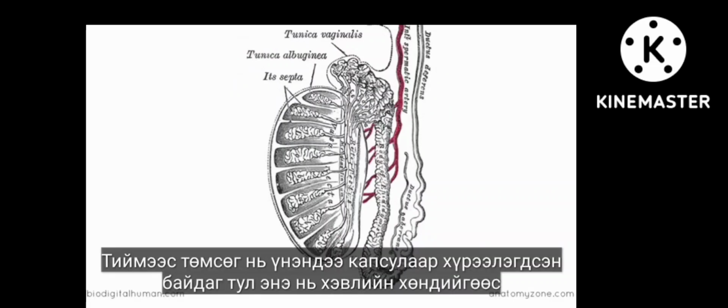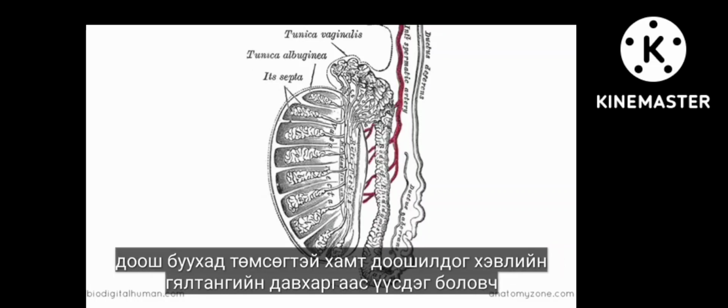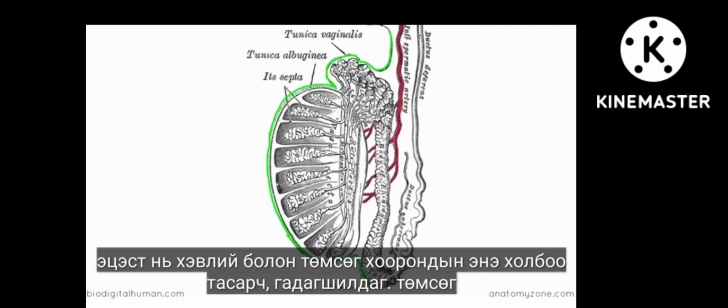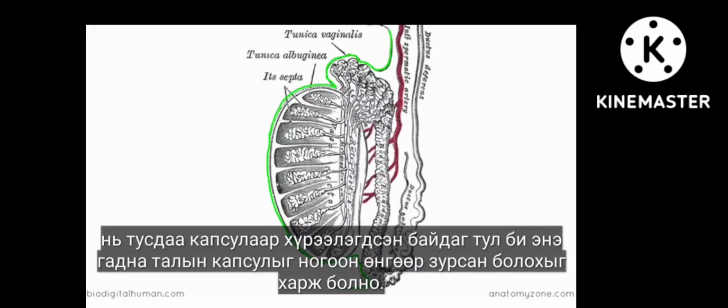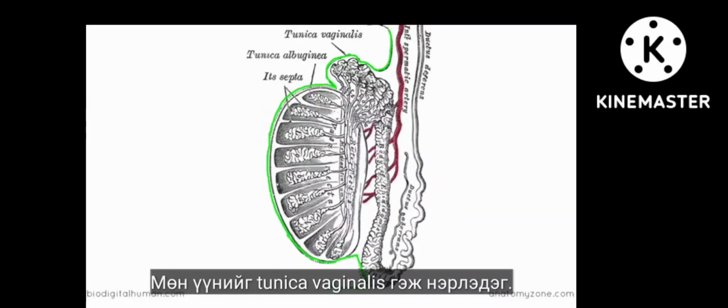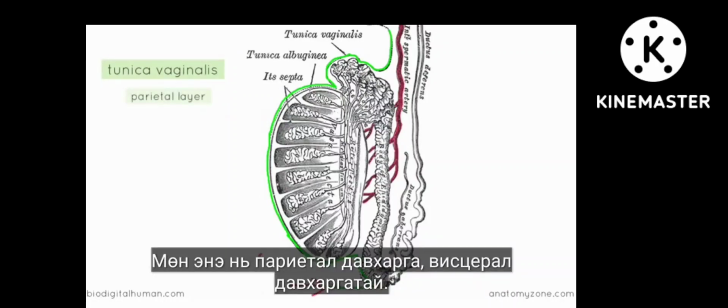The testes are actually surrounded by a capsule. This is formed by a layer of peritoneum which is brought down with the testis when it descends from the abdomen. But this connection between the abdomen and the testis eventually gets broken, and it leaves the testis surrounded by its own separate capsule. You can see that I've drawn on in green this outer capsule, and this is called the tunica vaginalis, and it has a parietal layer and a visceral layer.